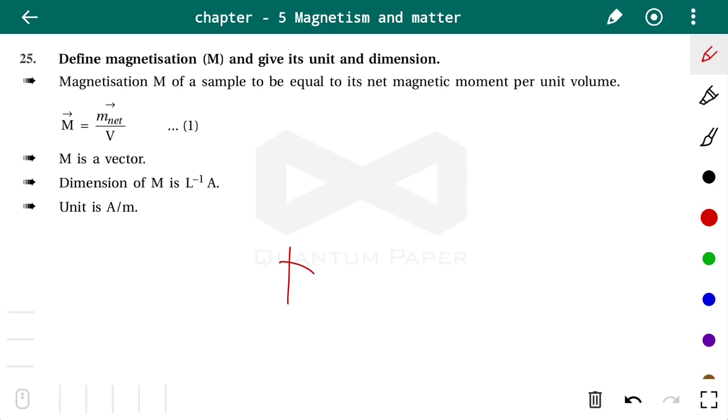So the dimensional formula will be in terms of M, L, T, A. There is no mass, so it will be 0. Length has the unit meter, but it is in the denominator with power 1, so it can be written as -1. There is no second, so T is raised to 0, and ampere has power 1, so we write 1. So the dimensional formula is M^0 L^-1 T^0 A^1.